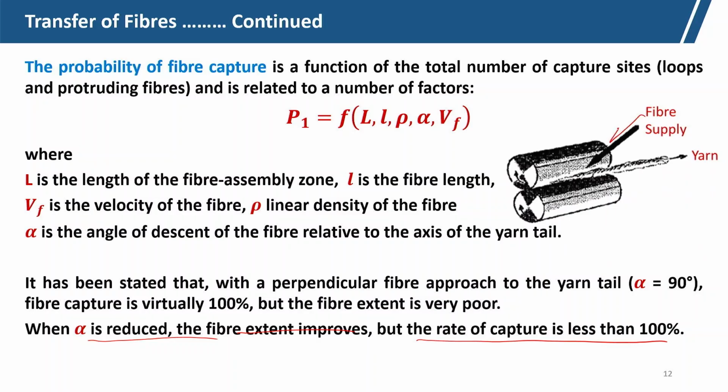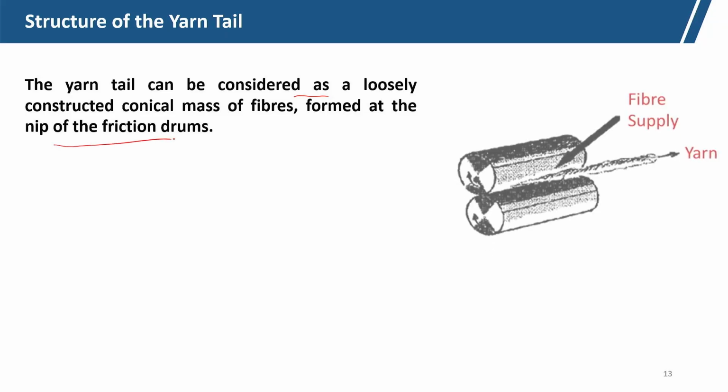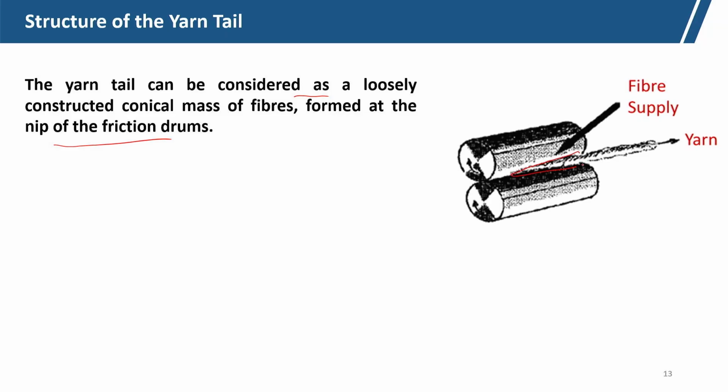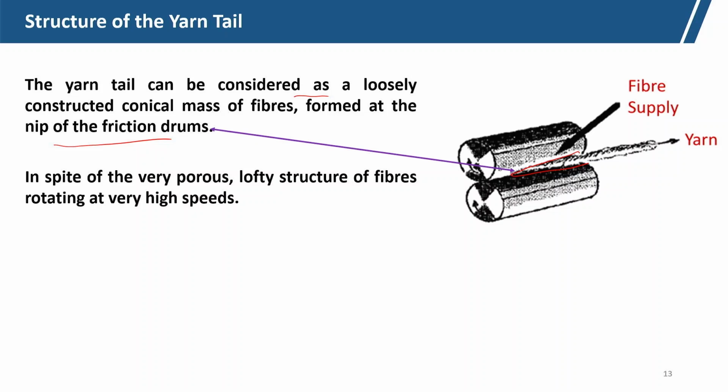So, in case of the drape 5 system, the yarn tail can be considered as a loosely constructed conical mass of fibers formed at the nip of the friction drum, that we have already discussed. This is the loosely formed conical mass, that is the yarn tail. In spite of the very porous lofty structure of fibers, they are rotating at very high speed.